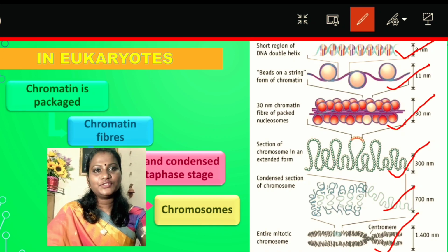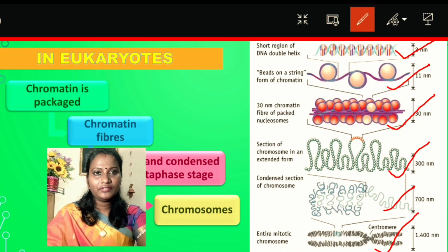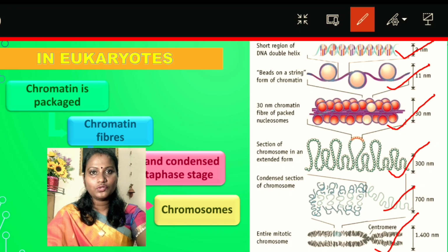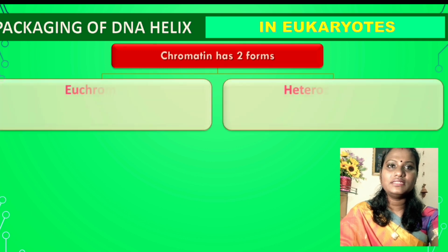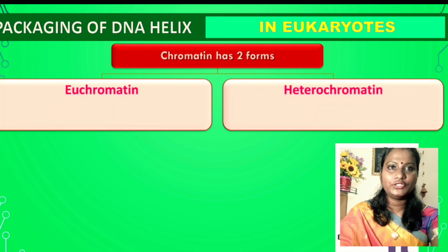Got it, students? This is why, whenever we see the nucleus in the microscope, the DNA basically looks like a chromosome. This chromatin has two forms: euchromatin and heterochromatin.